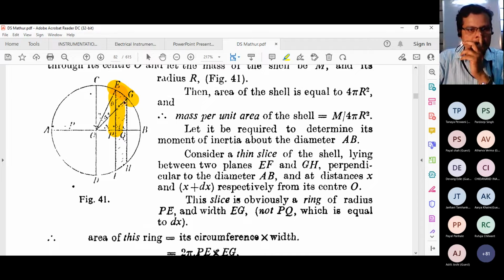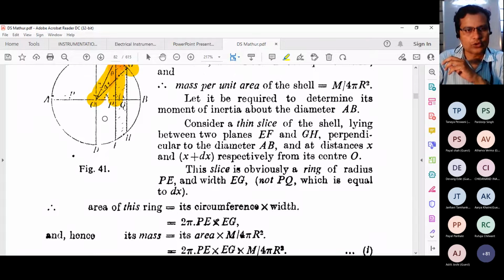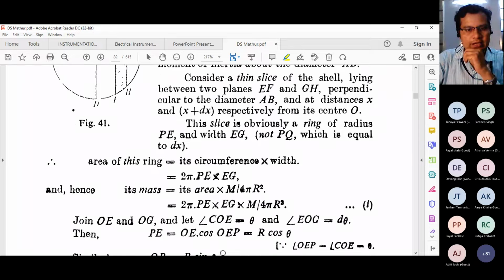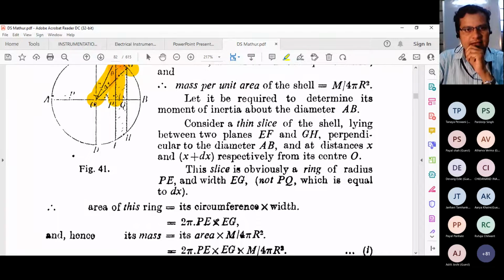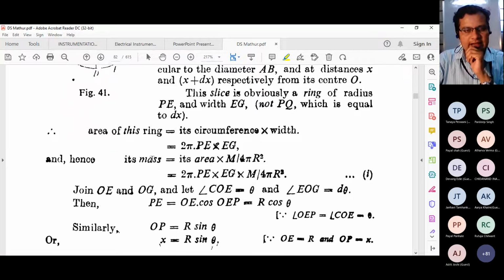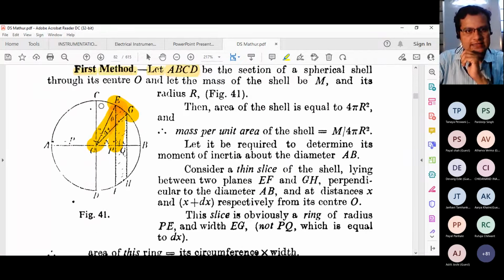Now the geometry is like that. We need to find out what this distance is. So we need to draw OE over here, and we need to join OG over there. OE and OG make an angle theta over there. That's angle COE. So COE will be the angle theta. If I draw it over here, this angle is theta over there.